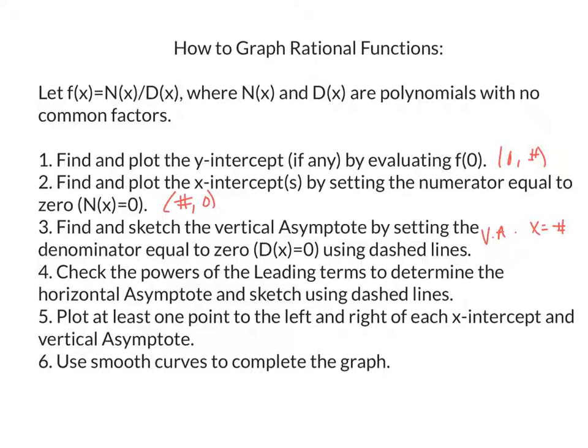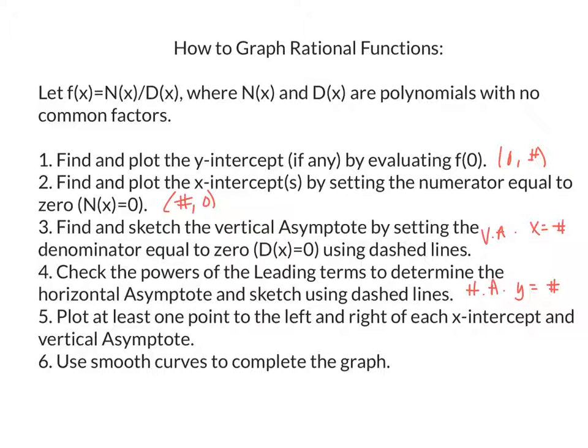Step 4 says check the powers of the leading terms to determine the horizontal asymptote and sketch using dashed lines. And again, we just did that in our last lesson. So horizontal asymptotes are y equals, they are horizontal lines.